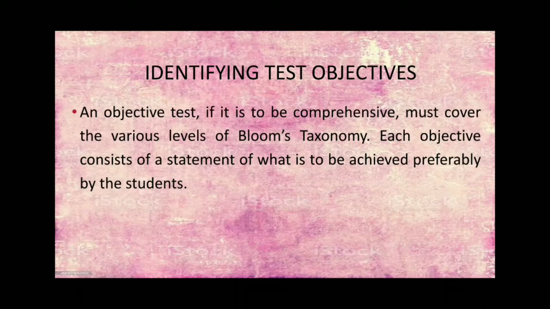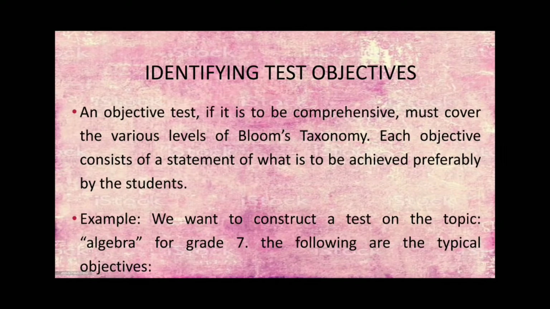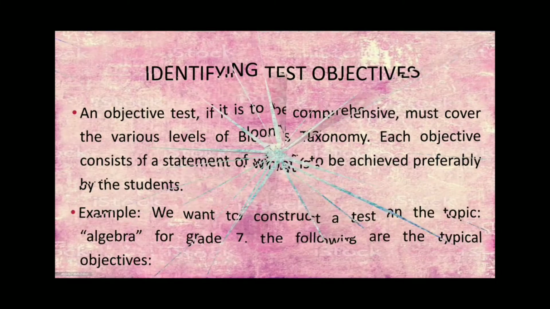Identifying test objectives. An objective test, if it is to be comprehensive, must cover the various levels of Bloom's taxonomy. Each objective consists of a statement of what is to be achieved, preferably by students. Example: we want to construct a test on the topic algebra for grade 7. The following are the typical objectives.